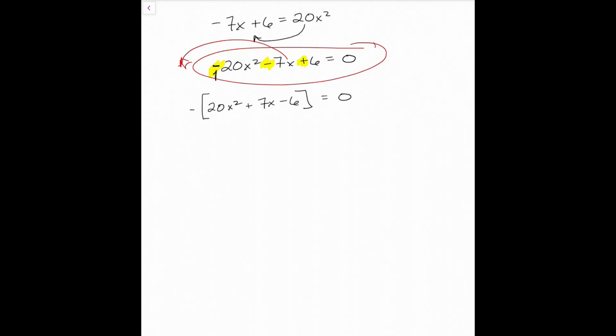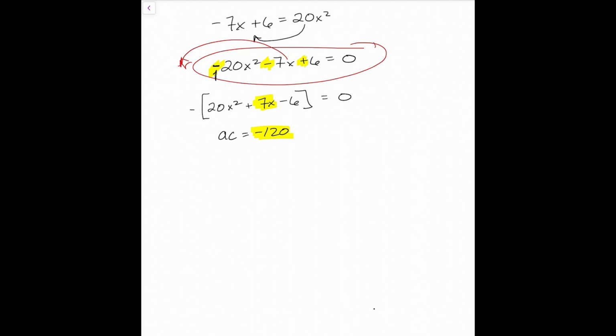The next thing that I see is that I have a 20 there. That's a problem. Now I could divide the whole thing out by 20, but it's actually going to complicate things. There is another technique where you take your a term times your c term, and that's going to be 20 times negative 6, which is negative 120. I need to find the factors of negative 120, and if I can find two factors that when I add them together will give me a positive 7, I can split that middle term into two different terms, which will help me factor this whole thing out a lot easier.